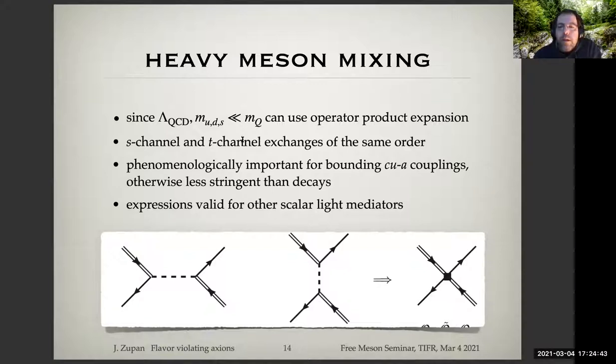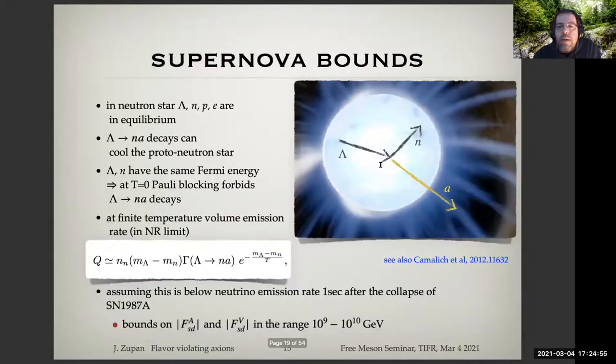And it would be important. So D-Dbar mixing would give good bounds, but it does come with, again, the same problem, that it's UV sensitive. And now I had a question about the supernova bound.